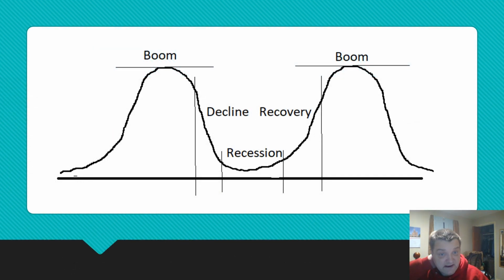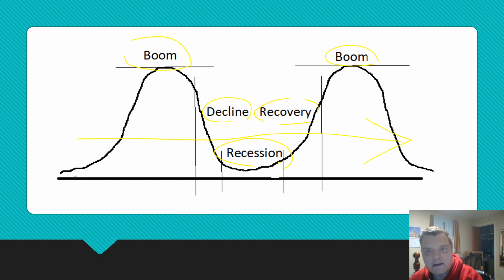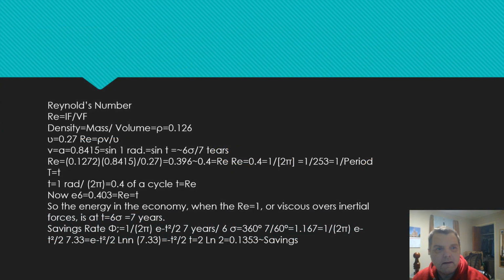So there we have two bell normal curves. You go from boom, you have a decline, a recession, recovery, back to boom, and the cycle goes through again, moving that way. So the Reynolds number is the inertial forces over the viscous forces. The density is the mass over the volume. And the Poisson's ratio should be 0.26. And V equals A is equal to 0.8415, which is equal to sine of 1.